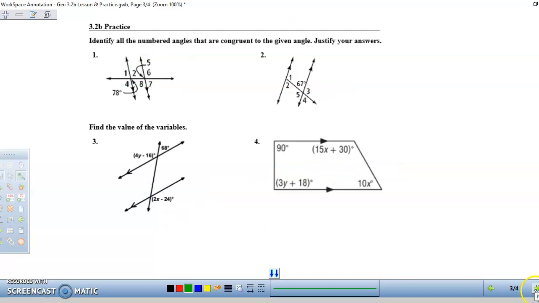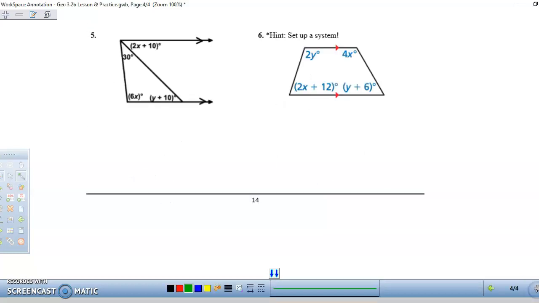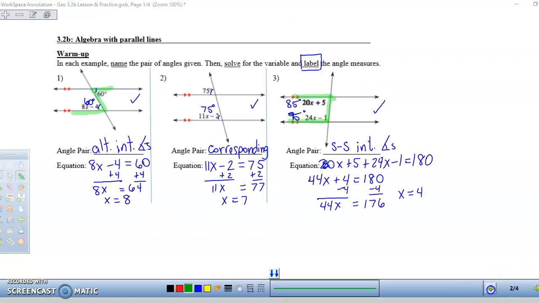On the back side, you're going to use that same logic that we just talked about to find the rest of these variables here. Label all the angle measures. Number 5 and number 6 are pretty difficult, but I want you to give them a try. And I will see you next time.